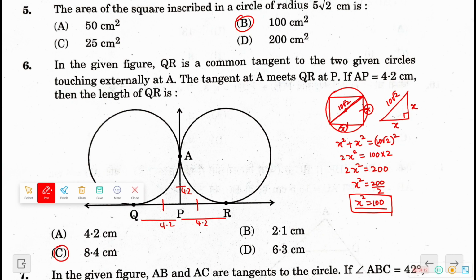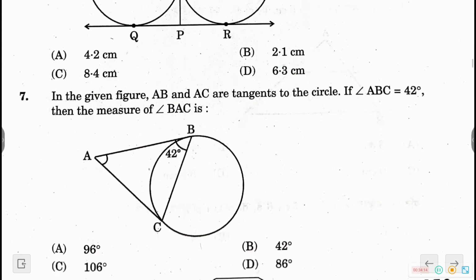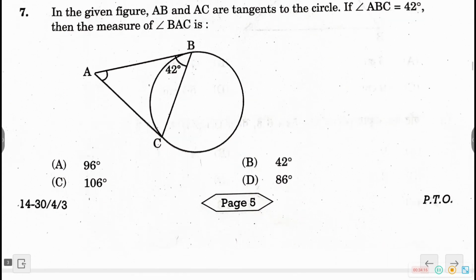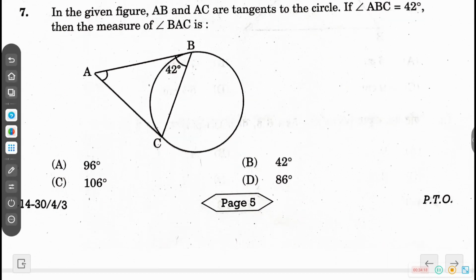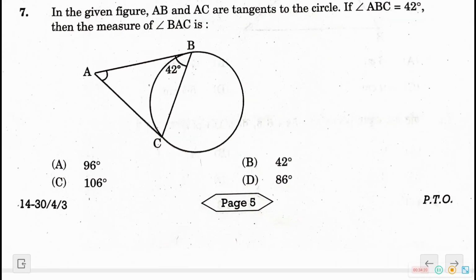This is question number 6. Now let's move to question number 7. This is also done just now. Here in question number 7, 42 degrees. We know AB is equal to AC, so this is also 42. 42 plus 42 plus this x should be 180. 42 plus 42 is 84. That's why it is 96. So option A is correct. Now next question.